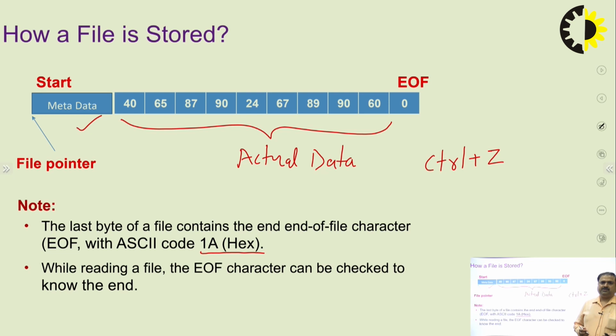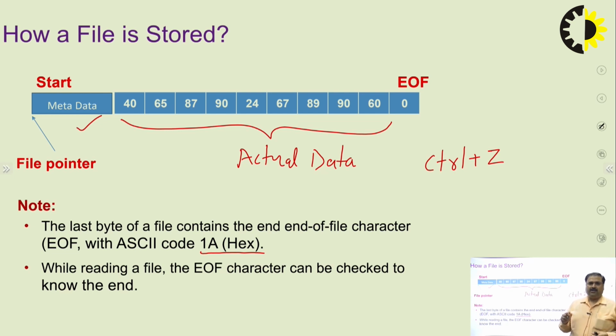So sometimes in some editors, like in Linux or Unix mode, when we want to close the file, we need to press Control Z. That means we have given the end of file character and the file will be saved and stored. So while reading a file, the EOF character can be checked to know the end.